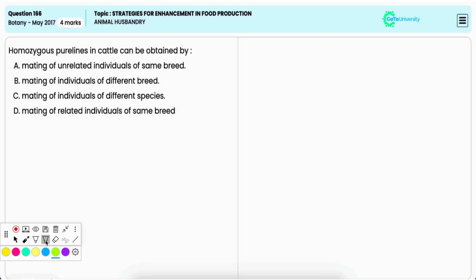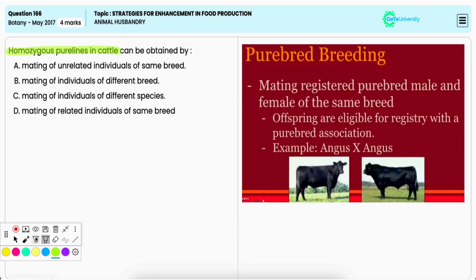In this question, you have to choose the option that represents how homozygous pure lines in cattle can be obtained. Option A, mating of unrelated individuals of same breed. It is incorrect because this will promote genetic diversity and heterozygosity.